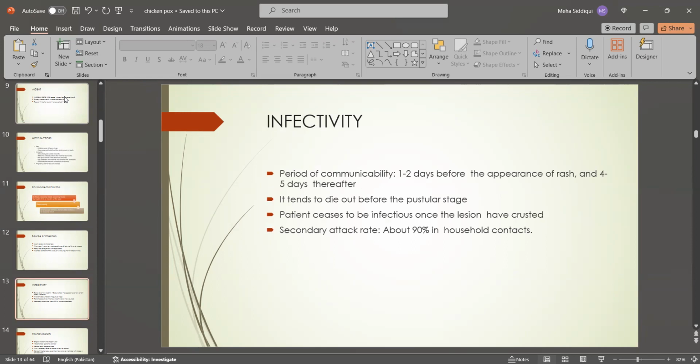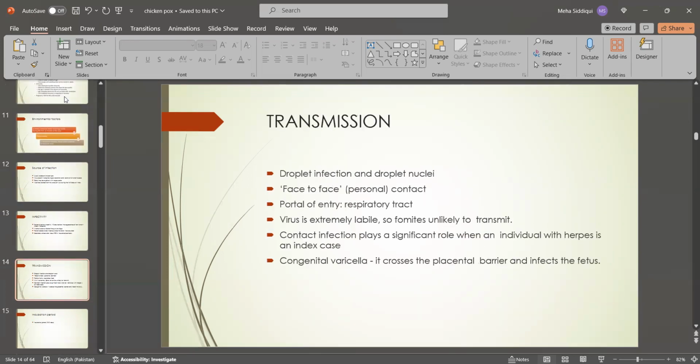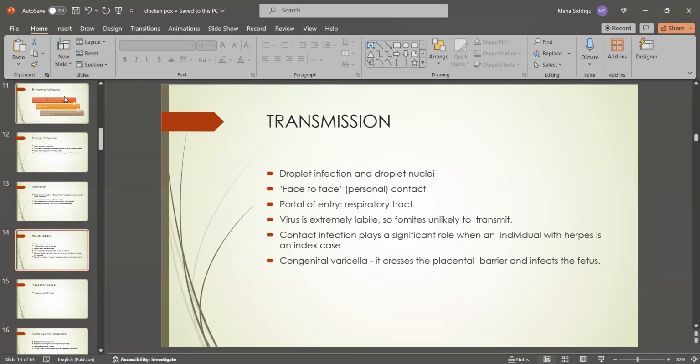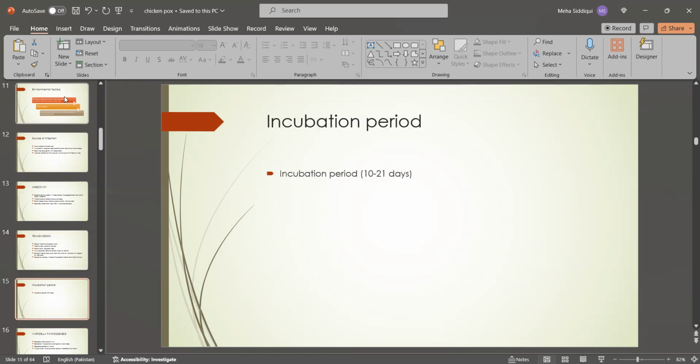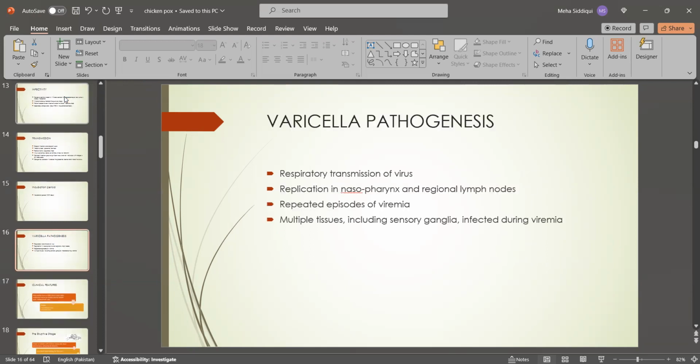Infectivity: the period of communicability is 1 to 2 days before the appearance of rash and 4 to 5 days thereafter. It tends to die out before the pustular stage. The patient ceases to be infectious once the lesions have crusted. Secondary attack rate is about 90% in household contacts. Transmission: droplet infection, droplet nuclei, face-to-face or personal contact; portal of entry is the respiratory tract. Virus is extremely labile, so fomites are unlikely to transmit. Contact infection plays a significant role when the individual with herpes is an index case. Congenital varicella: it crosses the placental barrier and infects the fetus. Incubation period is 10 to 21 days.